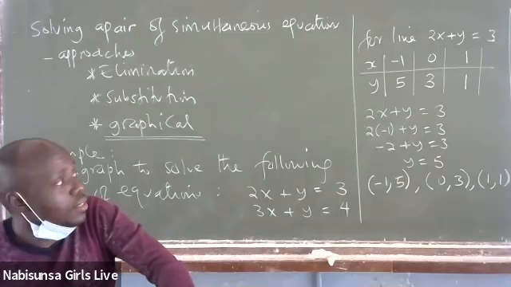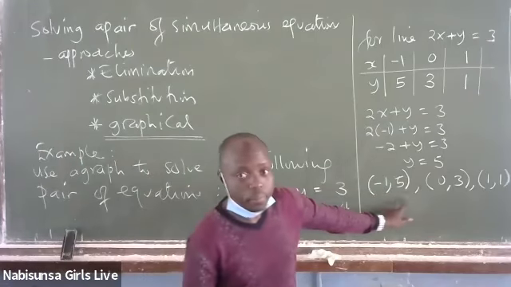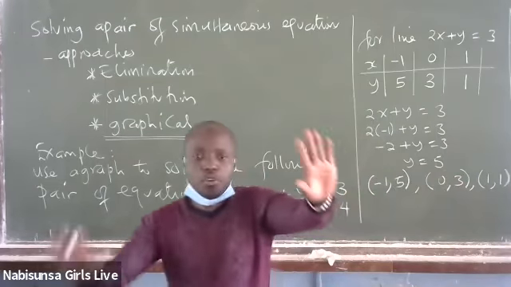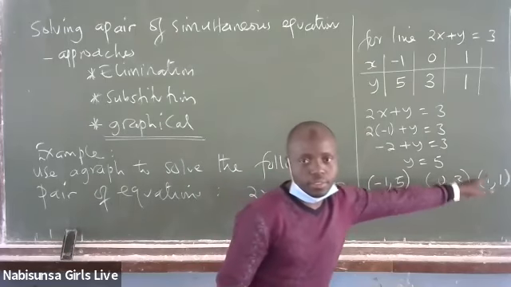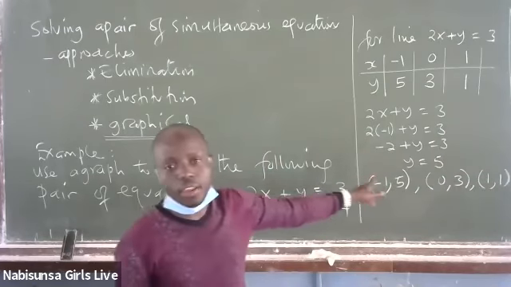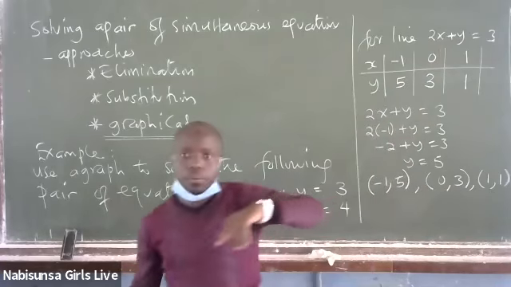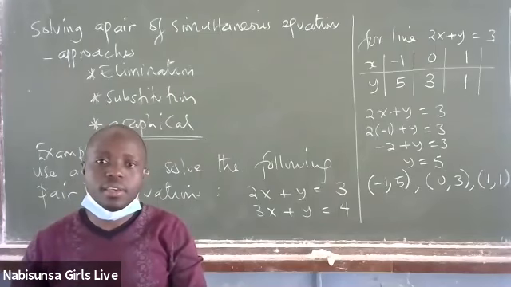Now I'm saying we have already got our coordinates. So I'm asking you to draw your graph, plot these coordinates, and draw a line through them. That is our line that we are looking for. Are we ready?